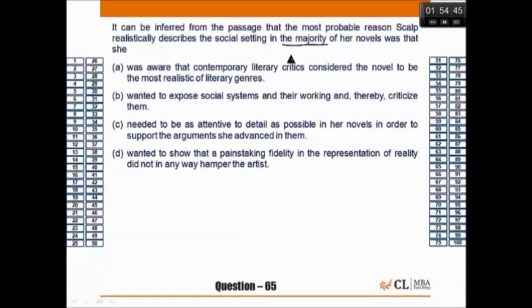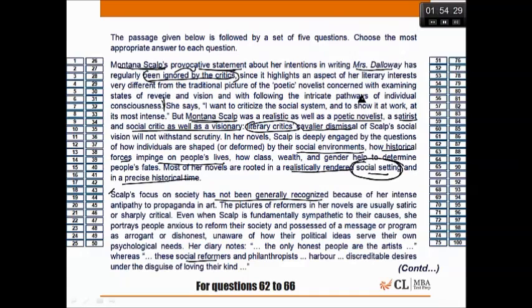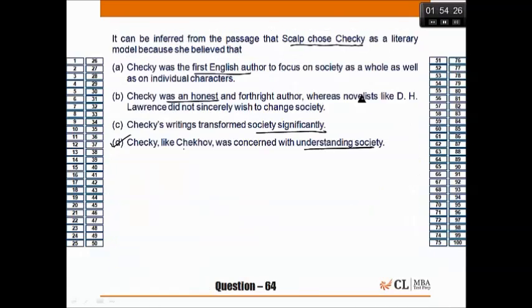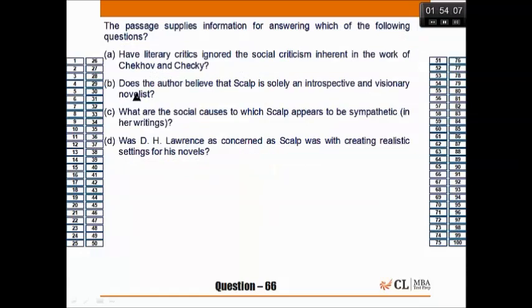Okay. Was aware that contemporary literary critics consider the novel to be most realistic? No. Wanted to expose social systems and their workings, thereby criticizing them? Maybe. This is a good one. Actually, it's a good one. Wanted to expose social systems. That's a good one, I think. Yeah, that's the social system. Wanted to criticize, that's what she wanted to do, no? Wanted to criticize social systems. Okay. Can't be the first one. Needed to be as attentive to detail as possible in the novel in order to support arguments. You are too vague. Wanted to show that painstaking fidelity in the representation of reality does not. Nah. Perfect. B is perfect.